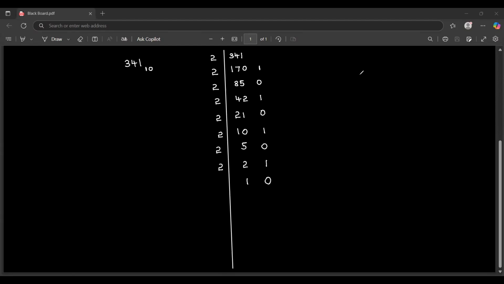So we have to go from bottom to top. So 341 to the base 10 can be given as 101010101 to the base 2. Okay, so this is how you have to convert from decimal to binary. That is also another interesting method that we can do.